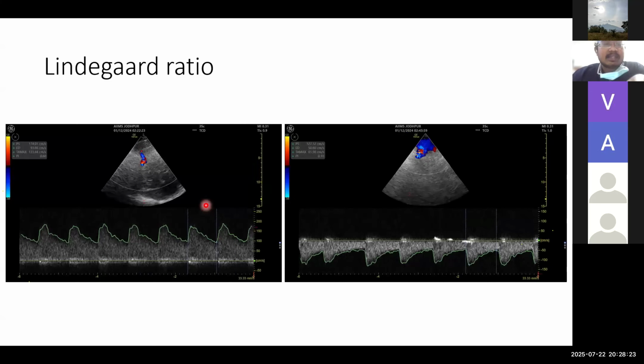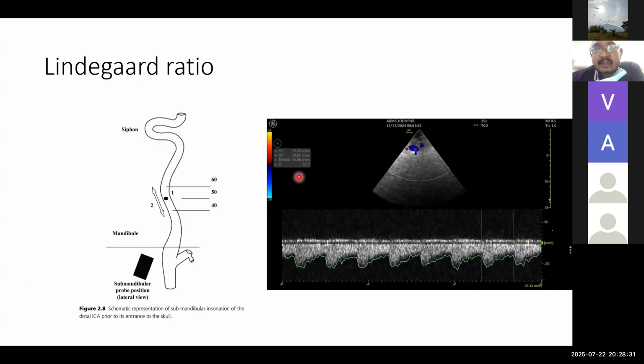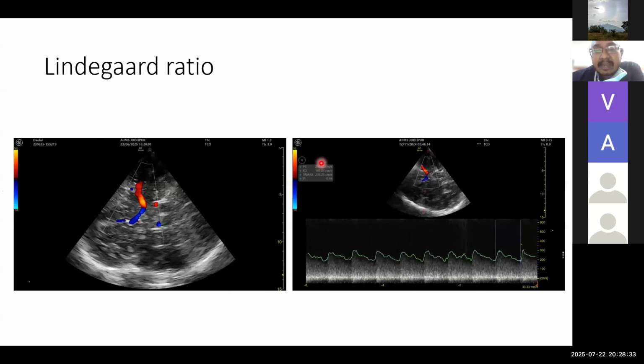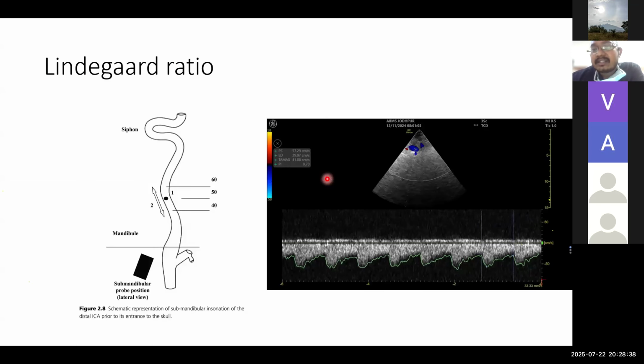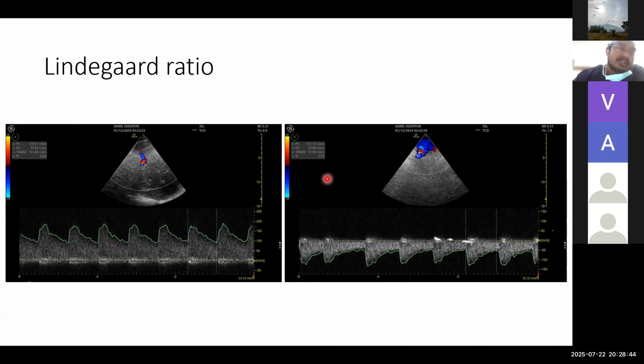So this is basically a differential of vasospasm, where you can see that by the way, here you have a TMAX of 41, and here we have a TMAX of 235. So 235 divided by 41, it is coming around more than 5, and so this fits into a moderate vasospasm. Whereas, so this is the differential of vasospasm.